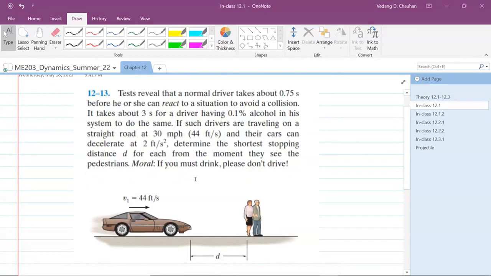Problem number 12-13. Many of these problems are also in your homework. If you go through the in-class exercises and their solutions, that will also help you with your homework for Pearson Mastering Engineering. You may have a different number in Pearson Mastering Engineering for the velocity or acceleration, but the approach is still the same.